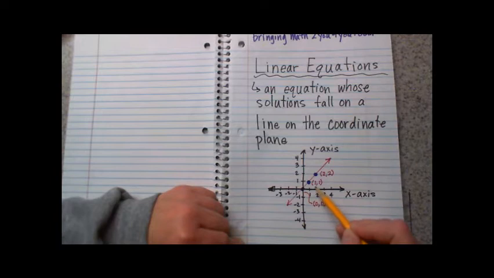This point has the ordered pair of 1, 1, and its x value is 1, and its y value is also 1. This last blue point is on the origin itself, so its x value is 0, y value of 0, ordered pair is 0, 0.